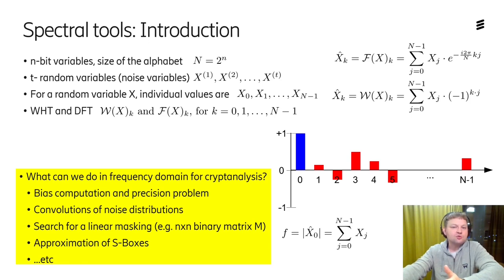So why is spectral analysis so interesting and what can we actually do there in the frequency domain? In the frequency domain, we can compute the bias of a noise variable in such a way that even very small biases can be handled efficiently without the need for long number arithmetics. In the expression for the total noise, we often see an arithmetical sum or an XOR of two or more noise variables, so we can compute convolutions of such noise distributions efficiently in the frequency domain, and it is in linear time instead of quadratic complexity in the time domain. We can also use spectral analysis for approximations of S-boxes, and not only the small ones but also large composite S-boxes as well. And we can also search for a good linear masking in the frequency domain that would result in a large bias of the total noise in the end.